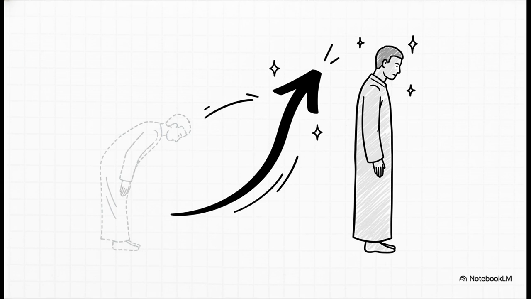When rising from the bowing position, the tasmi is recited. Sami Allahu liman hamida. Allah hears those who praise Him. Immediately, while standing straight, the worshipper responds with the tahmid. Rabbana lakal hamd. Our Lord, all praises to you. It creates this totally seamless conversational flow between the physical actions.